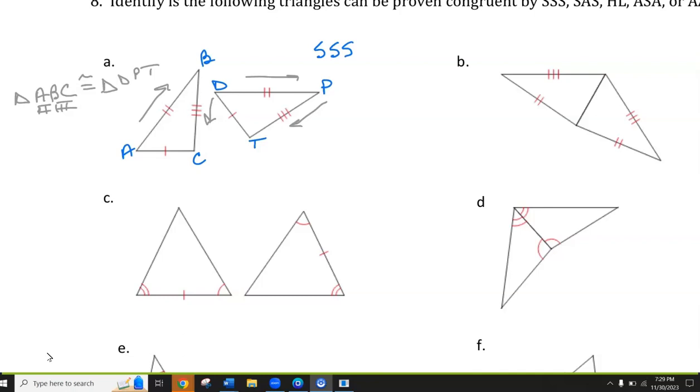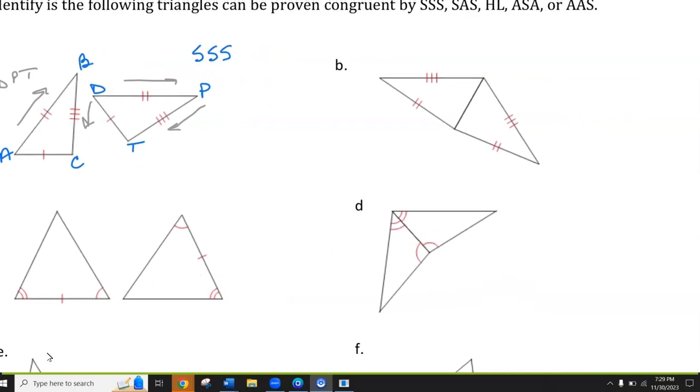Okay, let's look at the next one. So looking at the next one, what do I see for B? I see I have a reflexive piece right here. So once again, because only the sides are marked, and I marked the reflexive one that they had in common, that's also going to be side, side, side congruency. Now I'm going to do the same thing I just did, and I'm going to label the vertices. So let's call this P, T. Notice there's one letter T here. Don't put two letters there.